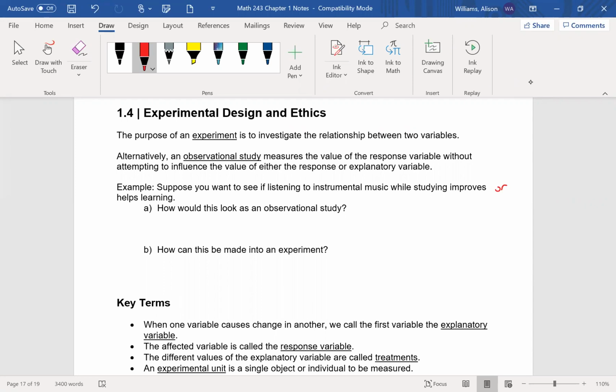So, how would this look as an observational study? As an observational study, we'd probably just give a survey to students. Now, this would be done with a good sample, assuming that we know our sampling techniques. So, we give a survey to students, and maybe in the survey, we ask, do you listen to instrumental music when you study?